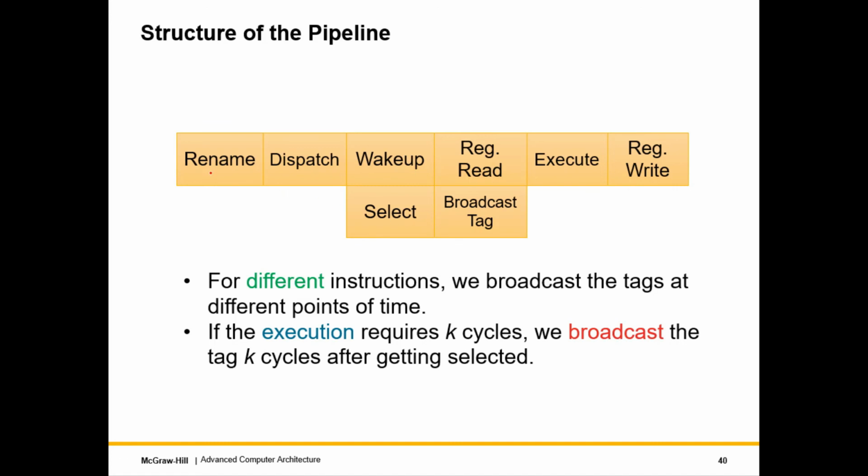So if I were to summarize everything that I said up till this point, what would it be? Well, we have rename, dispatch, wake up, select, read, broadcast, execute, assuming 1 cycle execute, of course. So for different instructions, we broadcast the tag at different points of time. We clearly saw that for a regular 1 cycle add and for a load, which by definition takes multiple cycles because of address calculation, we broadcast at different times. If I were to generalize this, I can say that if the execution requires k cycles, we broadcast the tag k cycles after getting selected.